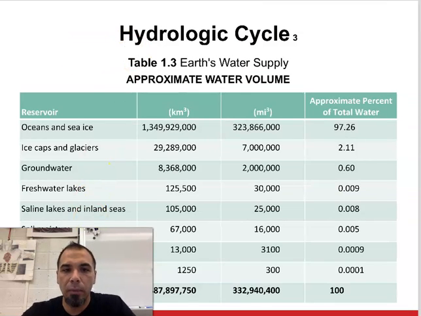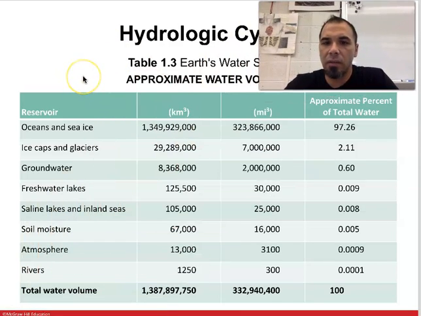So here's the approximate water volume on Earth. And so oceans and sea ice, we've got in cubic kilometers, right? Miles cubed, and so approximate percent. So ocean and sea ice, about 97% of total water. You've got ice caps and glaciers, groundwater, freshwater, saline, lakes and inland seas, soil moisture, atmosphere, and then rivers. So the total water volume is 332 million cubic miles, or 387,897,150 cubic kilometers. There's a lot of water.